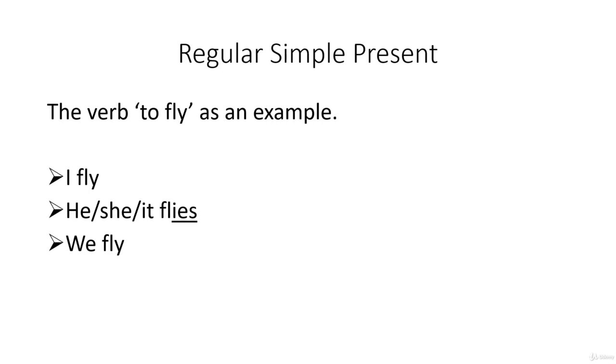We fly. You fly. They fly. So when verbs end in y, in he, she, it, it's not ys, but ies.